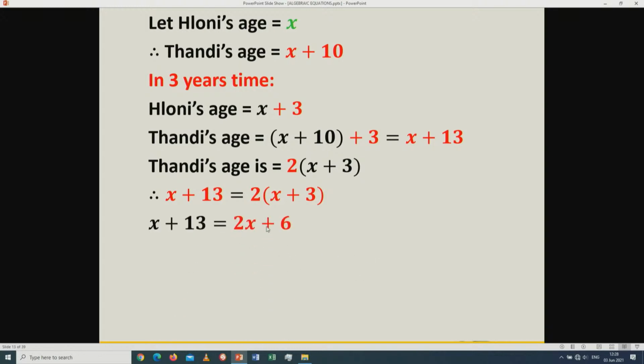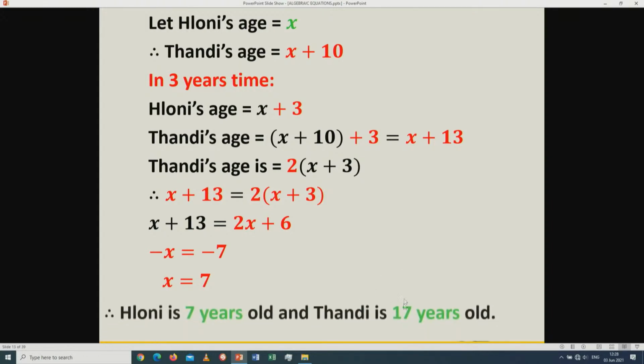Removing the brackets, it will be 2x plus 6. Then if we take negative 2x on both sides, x minus 2x will be negative x, and then taking 13 on both sides, it will be 6 minus 13, which is minus 7. Therefore, the value of x will be 7. That simply means Hloni's age now is 7. What will be Thandi's age? Thandi's age will be 17 years.